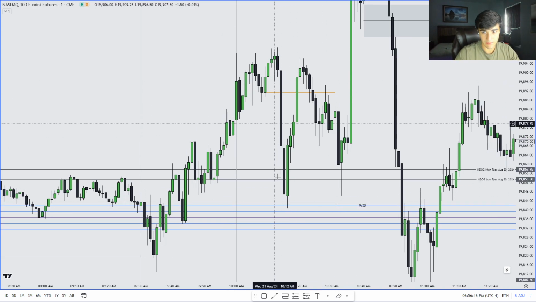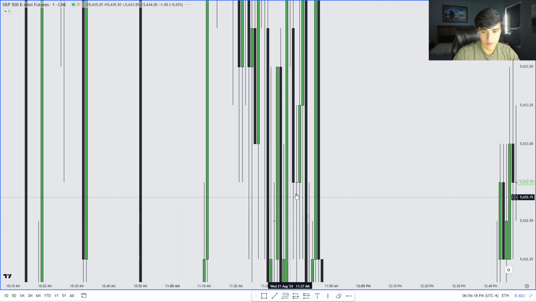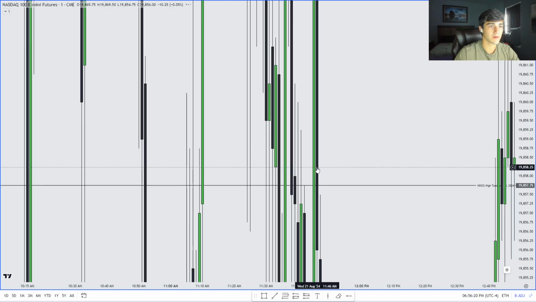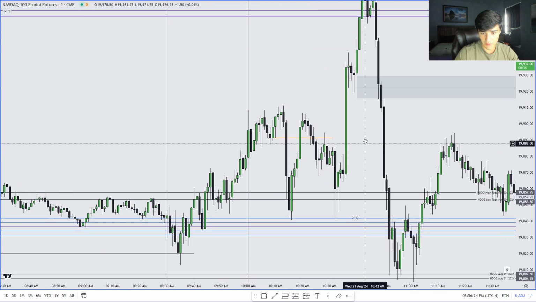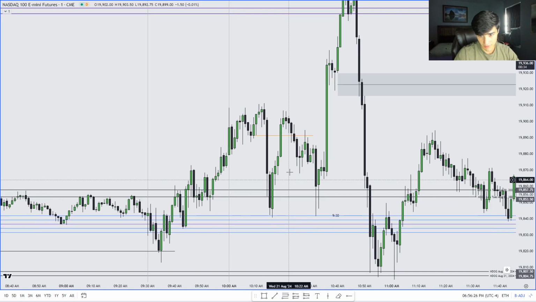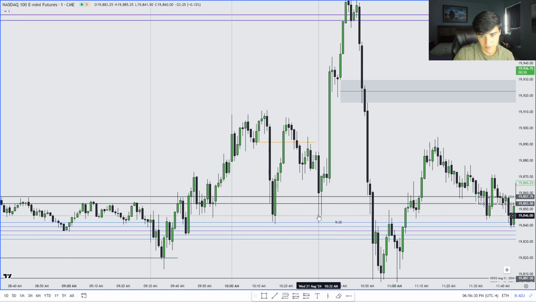Because if you look, price is wicking off of the high of the opening range gap. That is a very important area, and it does it again here. So that probably tells me that the trade idea is invalid here, especially once I see this explosion in price.